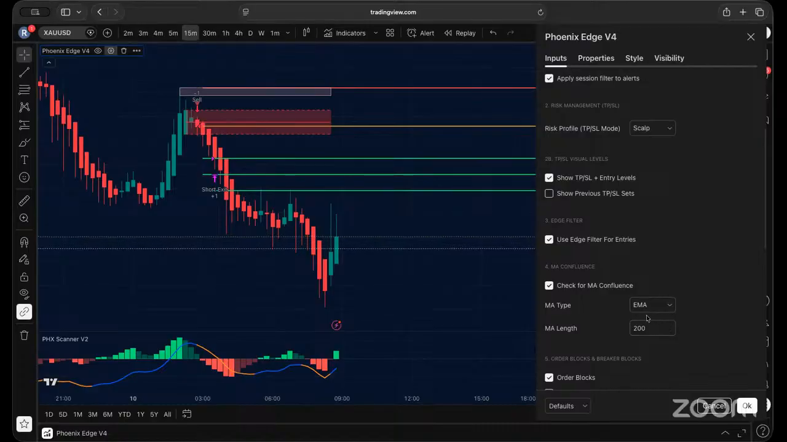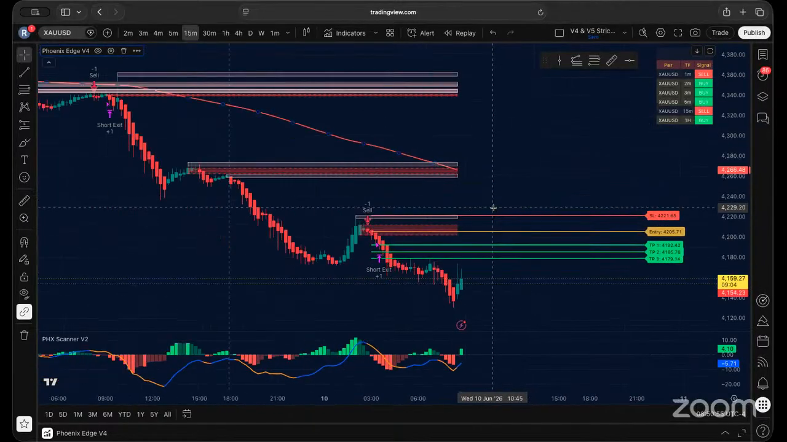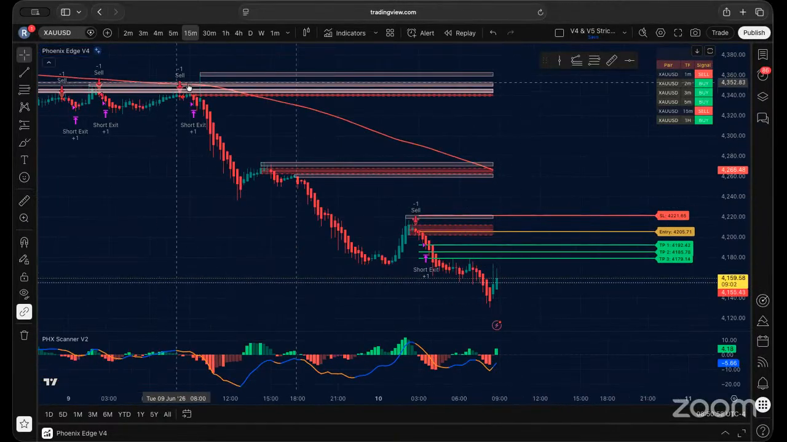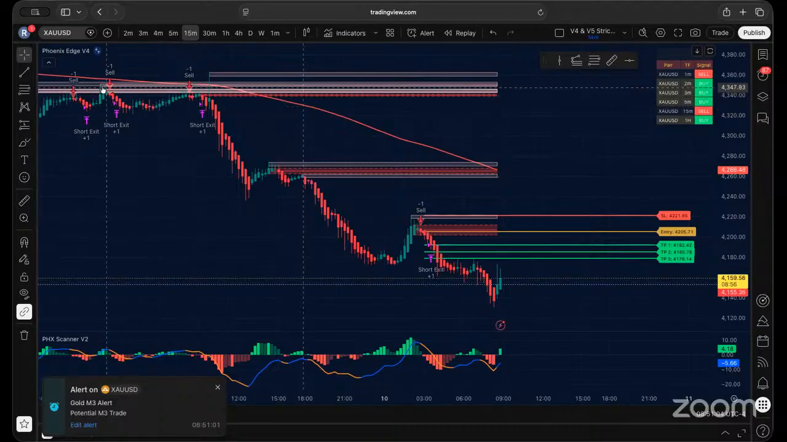So our MA is the EMA. It's a 200, right? Everybody knows. And if you're new to Forex, 200 usually tells you the trend. So if you have that checked, again, you're only going to get signals that are below your EMA or above it. So for this instance, how can we tell that we're in a selling market?